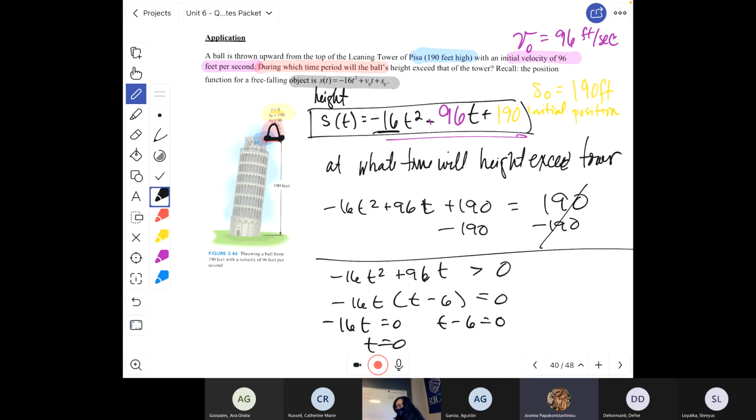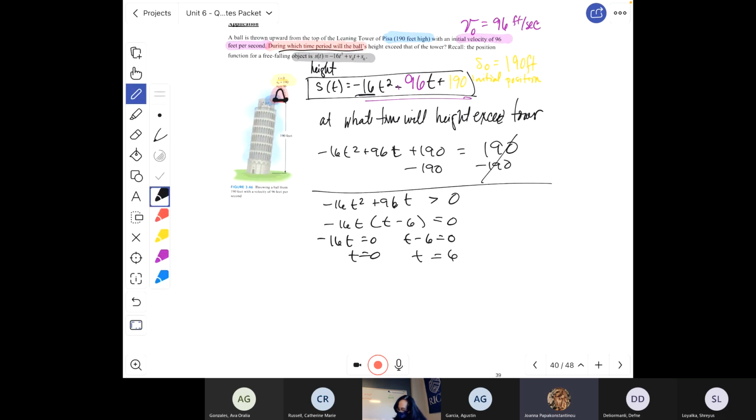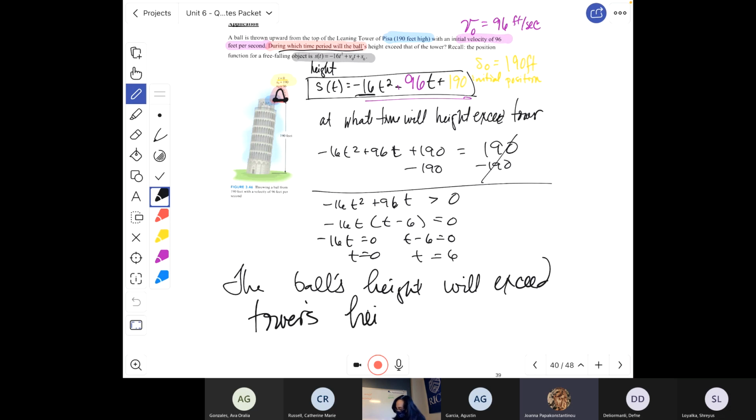So t equals 0. Okay, yeah, I believe it because that's where the ball starts. And t equals 6. So if I'm being asked during which time period will the ball's height exceed that of the tower, what would you tell me? The first 6 seconds. Ooh, that means, yay, we got the right answer. That's really peculiar. Within the first 6 seconds. Any questions?